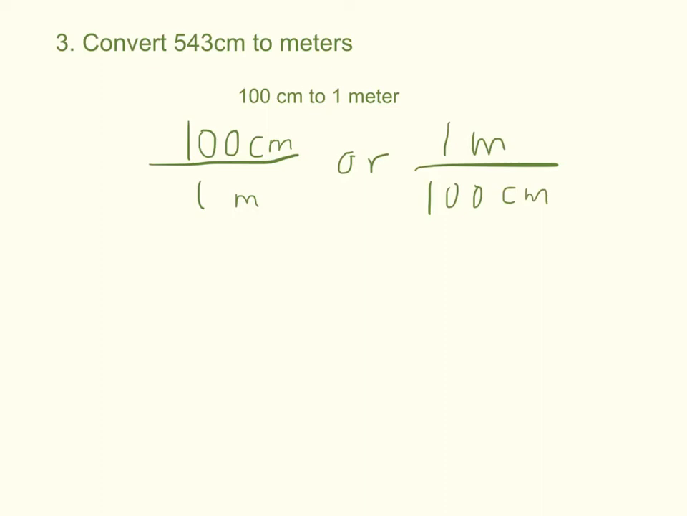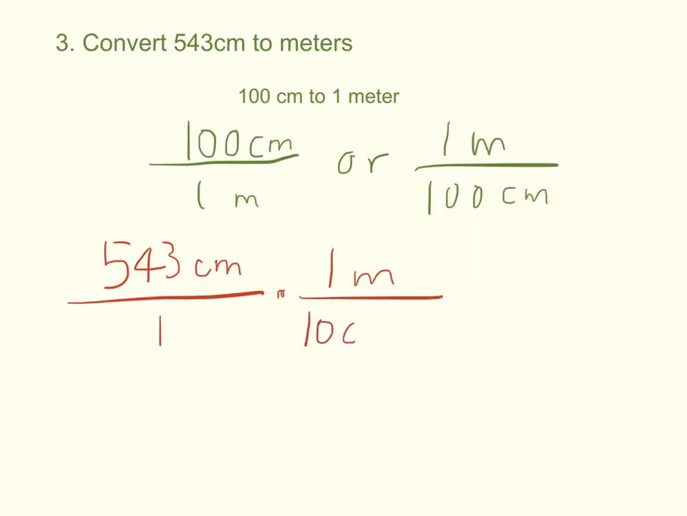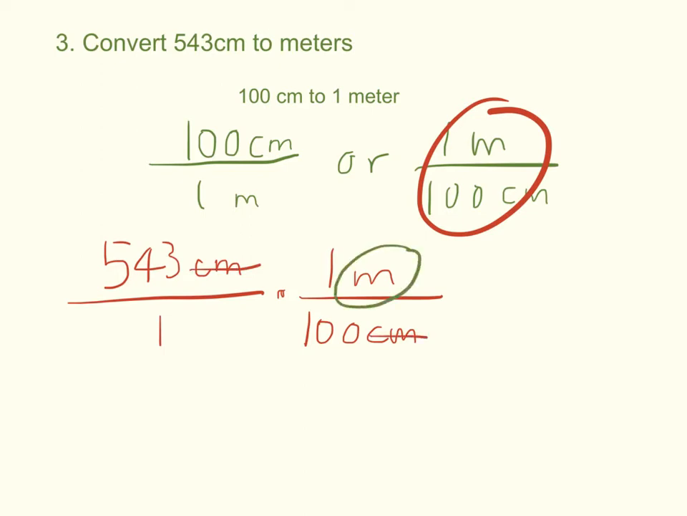Okay, so let's see. I need to convert 543 centimeters, so put it as a fraction over 1 times. Now let's pick between these two to see which one will work. I want to cross out centimeters, and that means I have to use the second conversion factor here, times 1 meter over 100 centimeters. And if you remember what I talked about earlier, we are just taking advantage of cross-canceling to get rid of the unit centimeters. So cross this out. Then what is left is the meter, so this is the unit that we need.